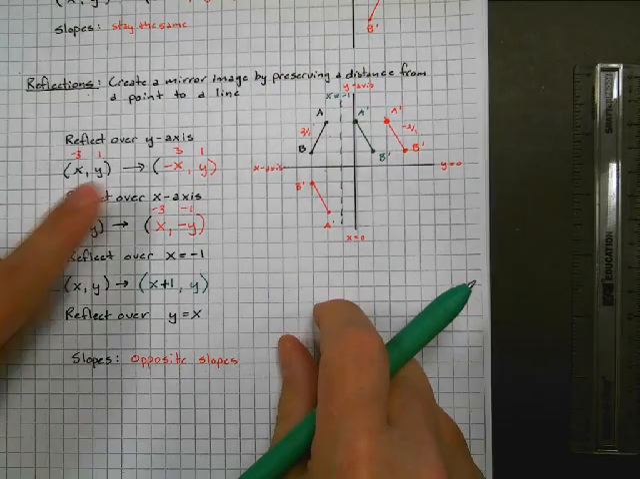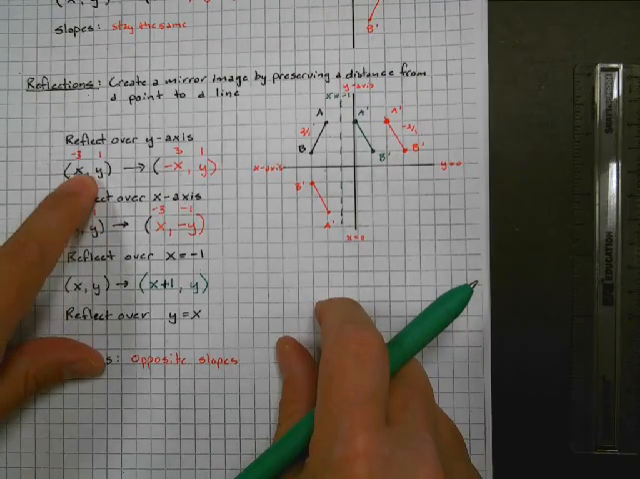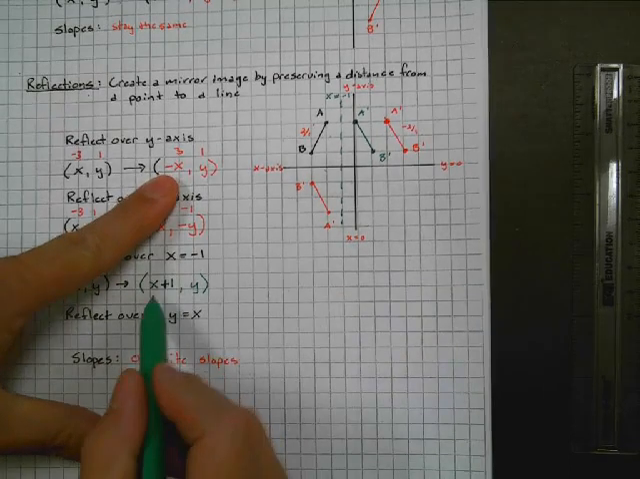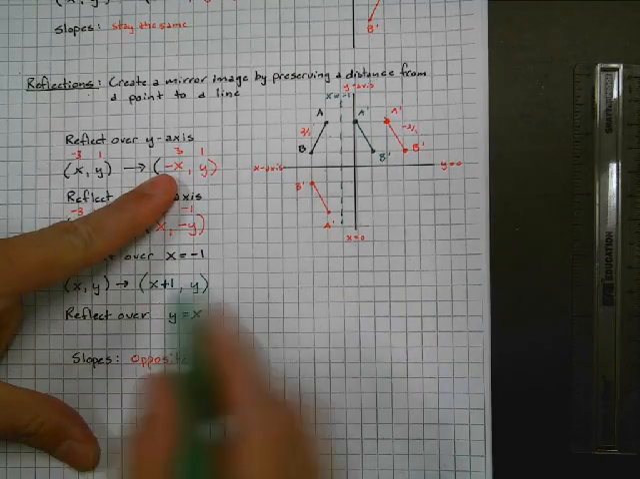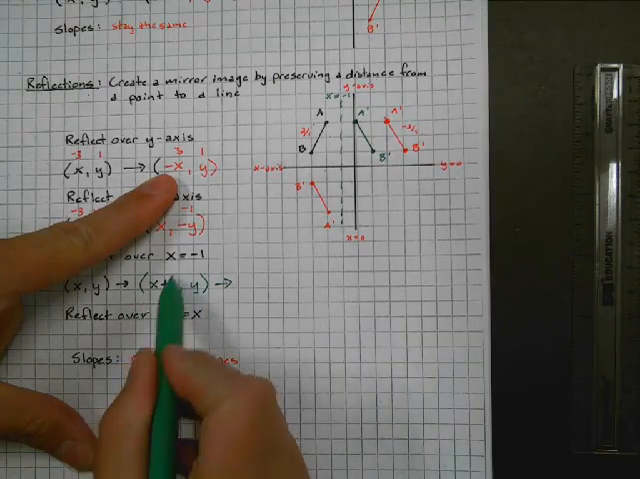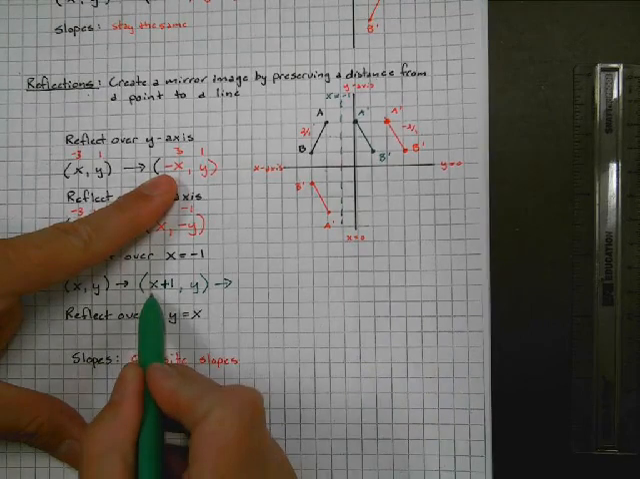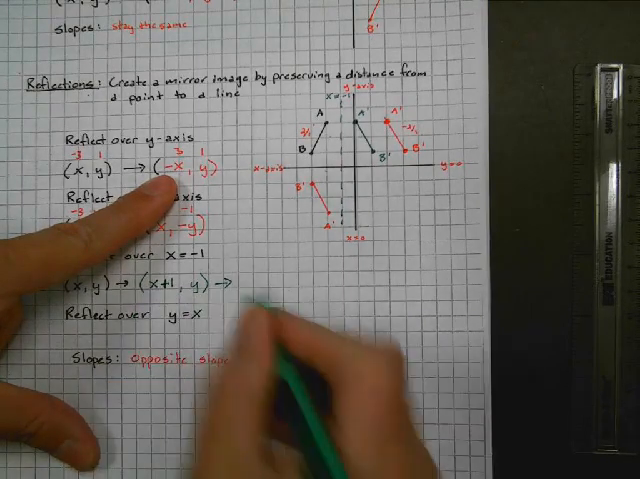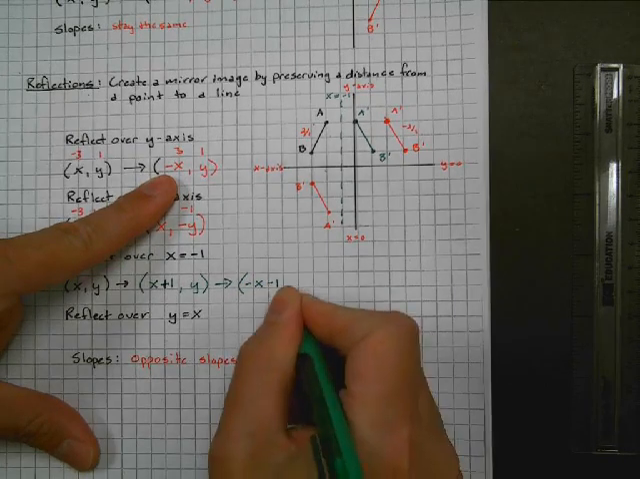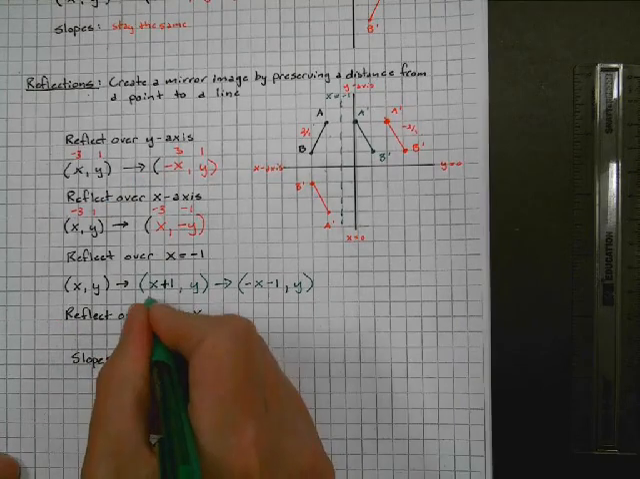Okay, now I'm going to reflect over the y-axis. So when I reflect over the y-axis, the x changes its sign. Right now, x is x plus 1. So when you change your sign, you're multiplying by negative 1. So if I multiply all of this by negative 1, negative 1 times x plus 1 is negative x minus 1, comma, y. Okay, so I moved the graph.